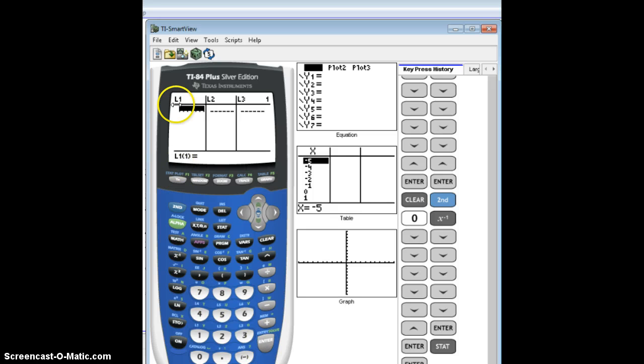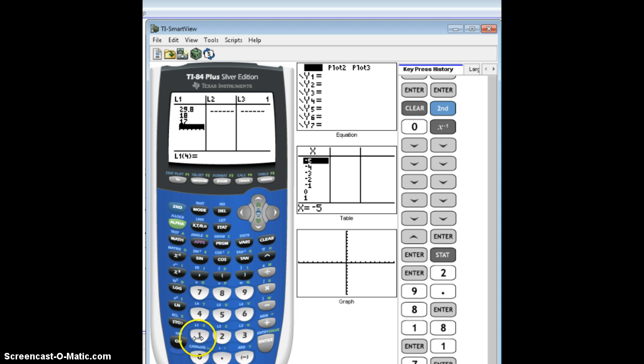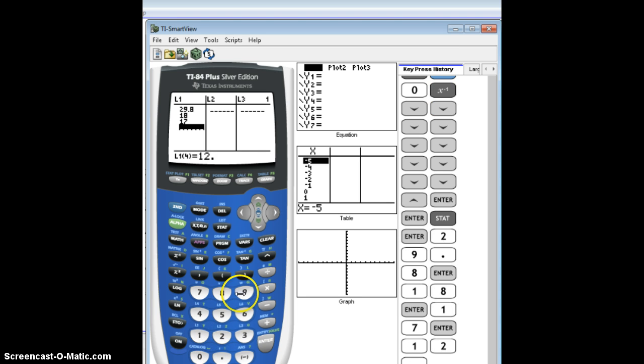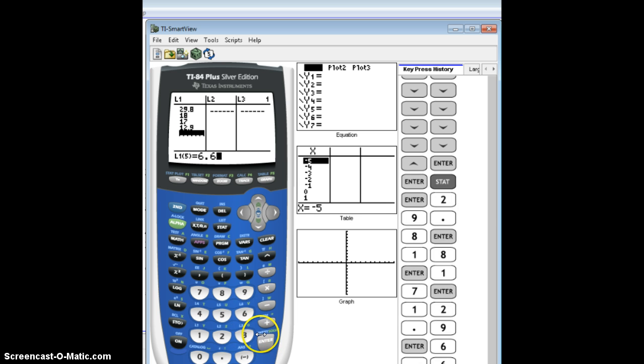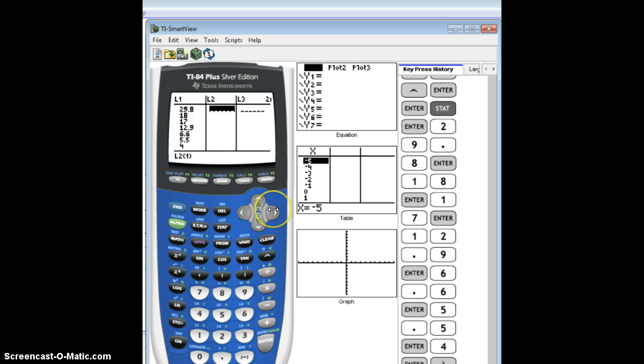So I'm going to put in L1, our population, and type that in: 29.8, and then all the way down we got 18, 17, 12.9, enter, 6.6, 5.5, and then 4. Okay, that's your X data.